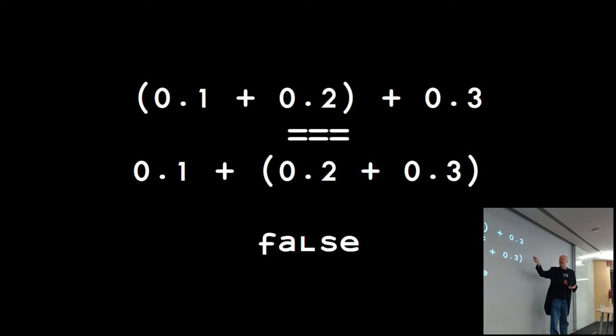For example, because these are not exact values, associativity is broken, which means the order in which you add things together can change the result. Yes. Which is appalling. That's extremely bad stuff. So I propose to fix this.